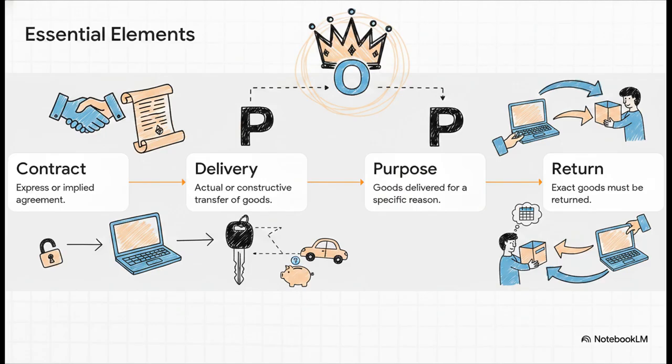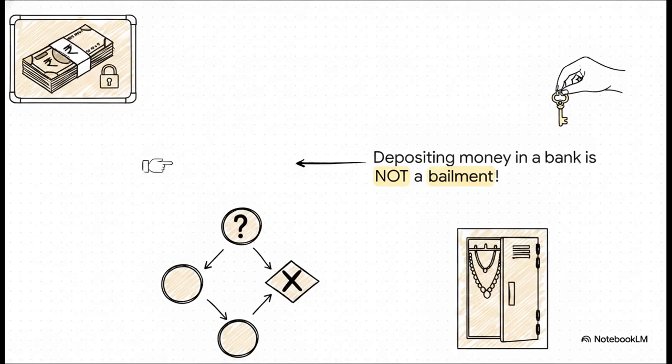You aren't just giving the thing away forever. And fourth, the exact goods must be returned. The critical thing to remember here is that possession changes, but ownership absolutely does not. But watch out for this, because there's a really surprising legal exception. Putting money in a bank isn't a bailment. Why? Because you don't get the identical specific currency notes back from the teller.